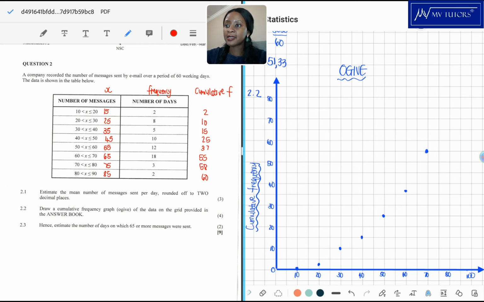Alrighty, and at 80, we have 58. So 58 at 80, somewhere around there. And then at 90, we have 60. Okay, so 90 is there, so that's 60. And I told you that when you plot this graph, basically, you're going to use straight lines to do it.